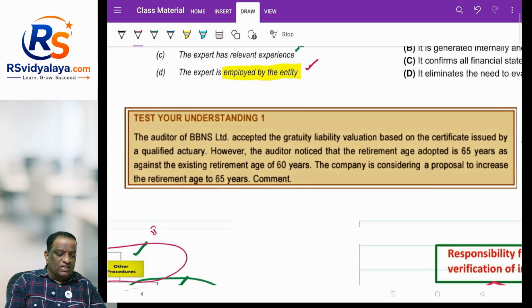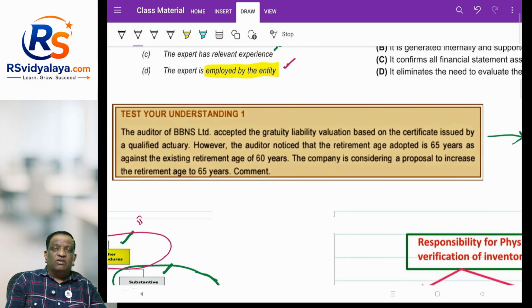Now, look at this. ICI, test your understanding. With this, we will be done with SA 500. Now, under this, the auditor of BBNS Limited accepted the gratuity liability valuation based on a certificate issued by the actuary. So, this actuary, a qualified actuary, is an expert for you. Now, however, the auditor noticed that the retirement age adopted is 65 years as against the existing retirement age of 60 years. So, in the report, they have considered the retirement age as 65, but as per the policy of the company, it is 60 years.